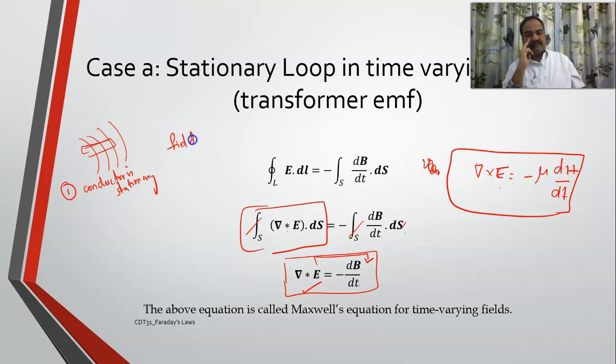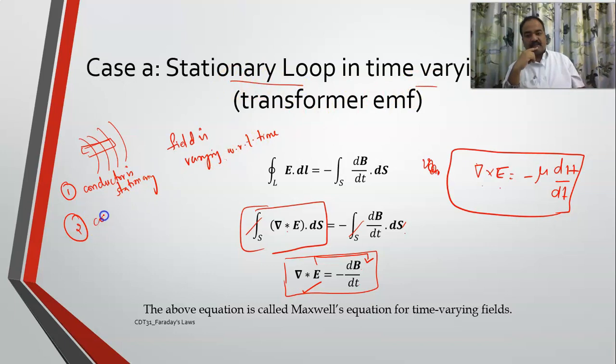Field is varying with respect to time. Case number 2. This is what we have seen now: stationary loop, time varying magnetic field.